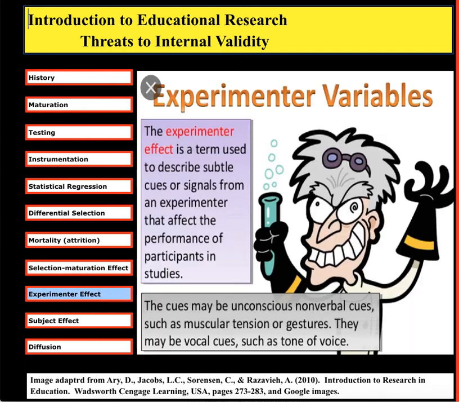The next effect is the experimenter effect. It's the term used to describe subtle cues or signals from the experimenter that affect the performance of participants in the studies. The cues may be unconscious, nonverbal cues, such as muscular tension, gestures, smiles, vocal cues such as tone of voice, personal characteristics of the researcher, the gender, the race, the age, the position of the researcher. All of these can be ways of presenting threats to the internal validity. So those are referred to as experimenter effects.